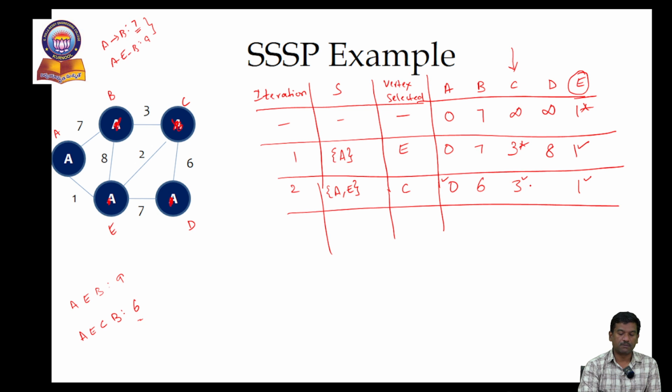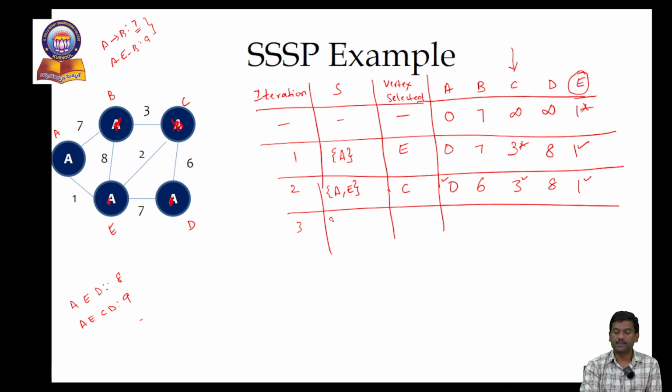So when you take A, E, C, that is A, E, and then D. A, E, D. What is the distance? A, E, D, 1 plus 7, that is 8. Similarly, A, E, C, D, that is 1 plus 2, 3, 3 plus 6, that is 9. So what is the minimum? Minimum is equal to 8 only. So it is unchanged. 8 remains the same thing.